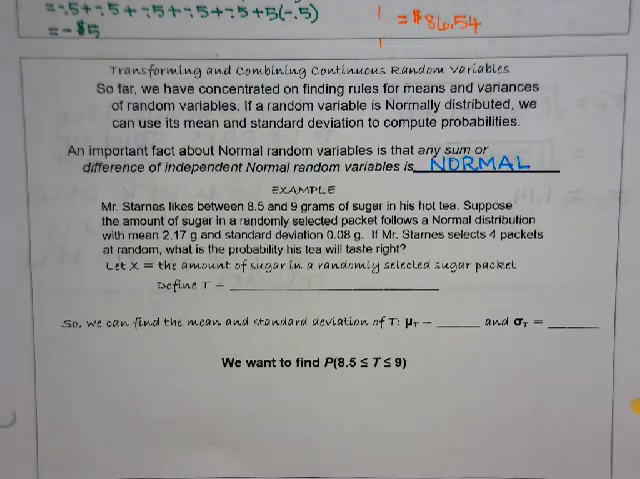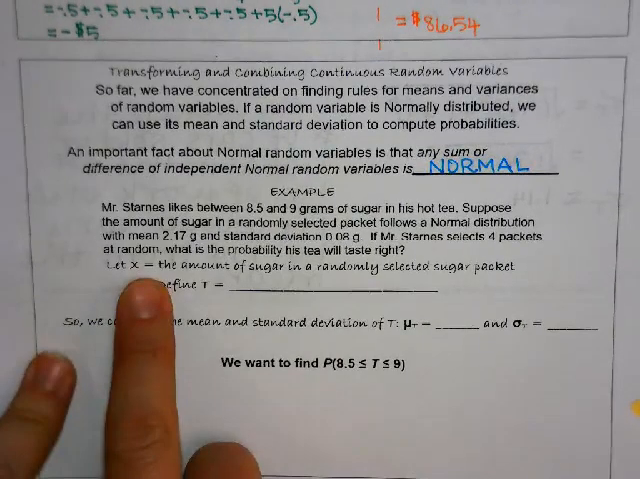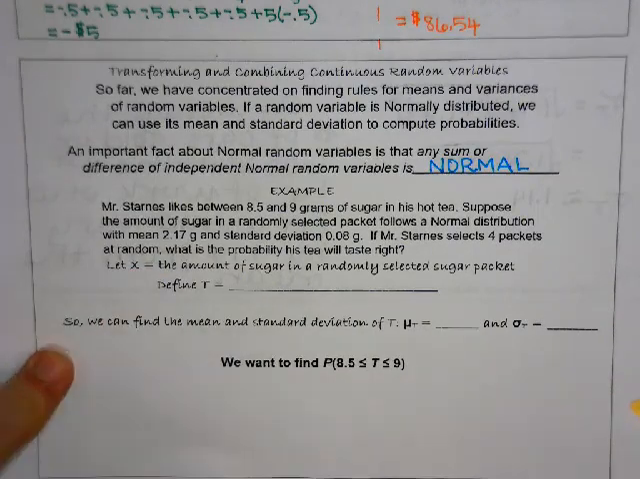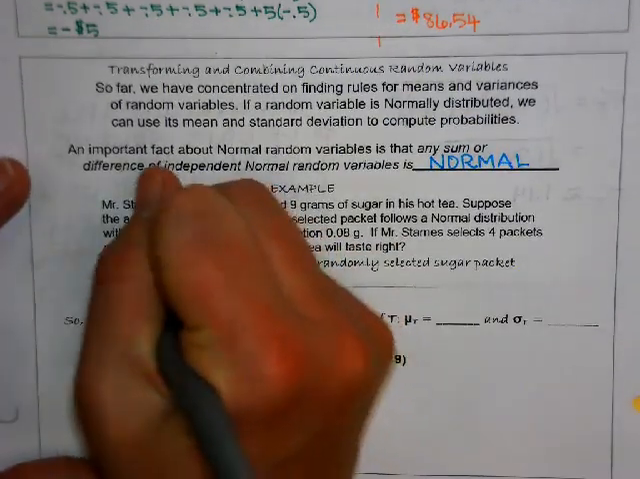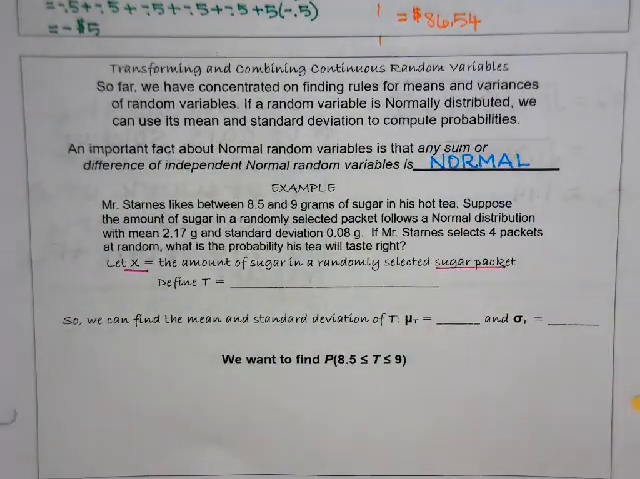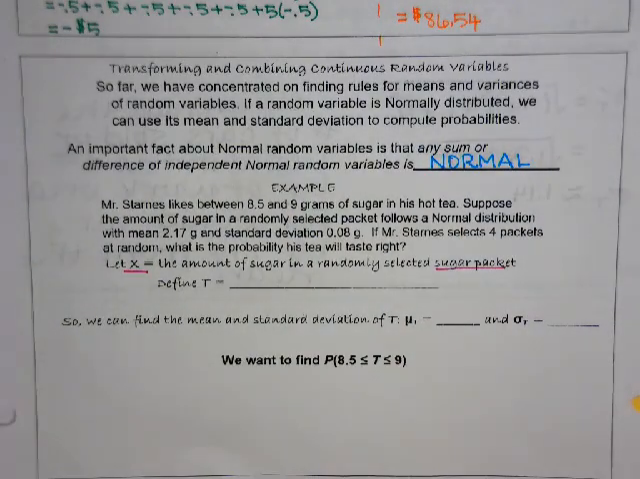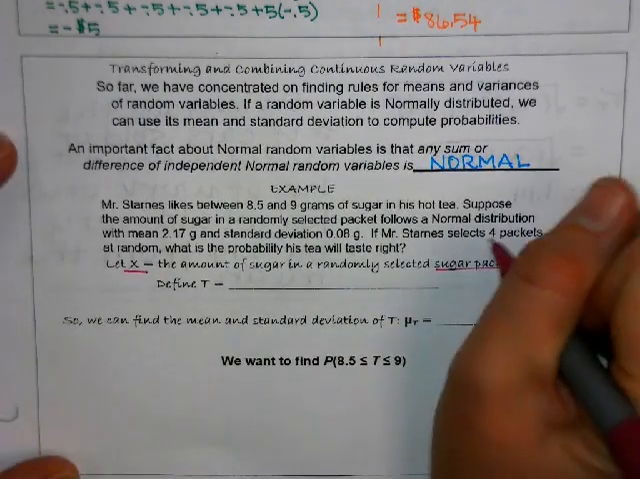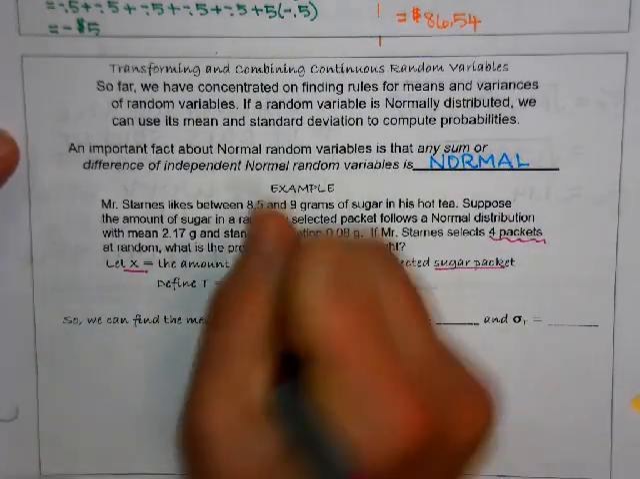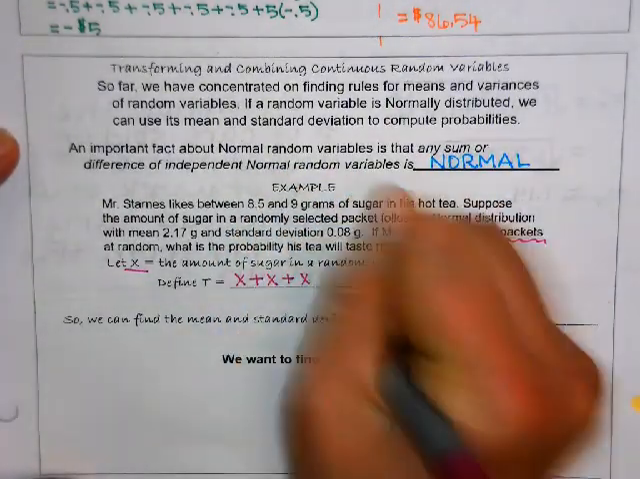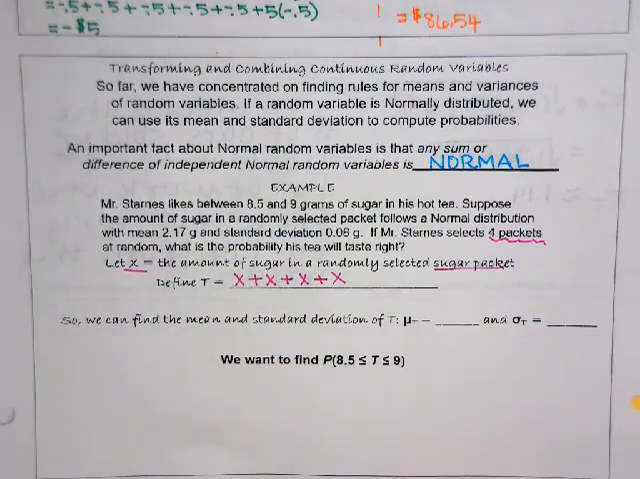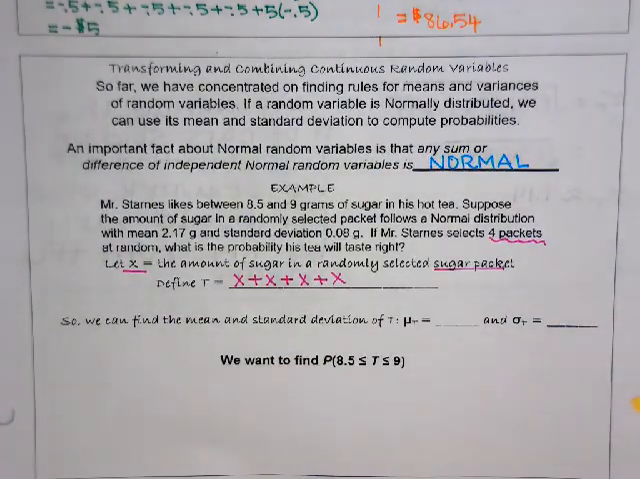All right, so X is defined as the amount of sugar in a single packet. X is just a single packet. So we're going to define T, if he's picking 4 packets, as X plus X plus X plus X. 4 X's added together. Now, I was a little surprised nobody told me to simplify this stuff up here.